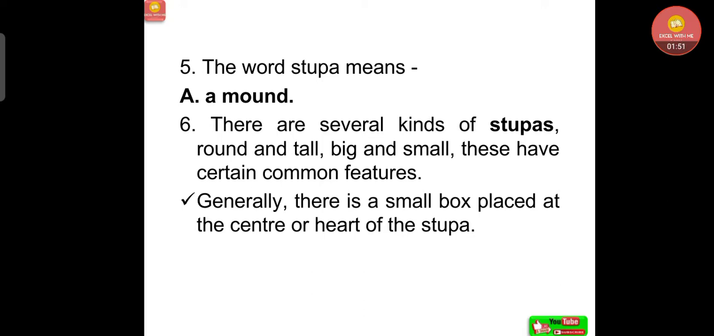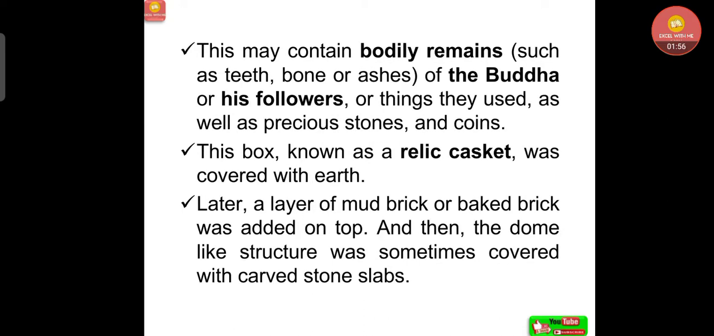Generally, there is a small box placed at the center or heart of the stupa. This may contain bodily remains such as teeth, bone or ashes of the Buddha or his followers, or things they used, as well as precious stones and coins. This box, known as a relic casket, was covered with earth. Later a layer of mud brick or baked brick was added on top, and then the dome-like structure was sometimes covered with carved stone slabs. So these are all very important points related to stupas.